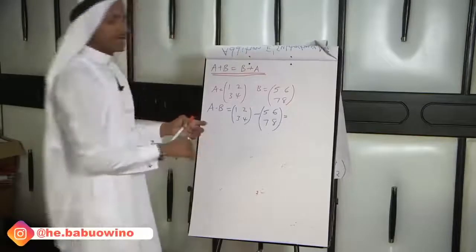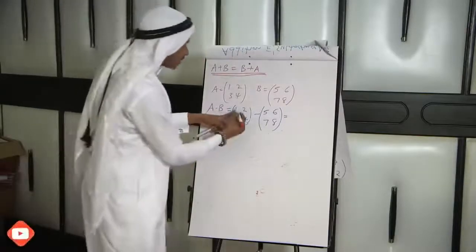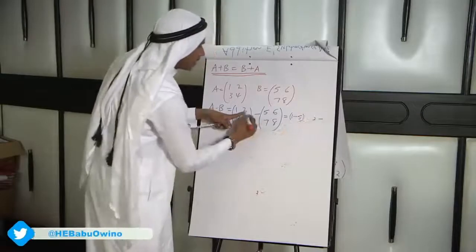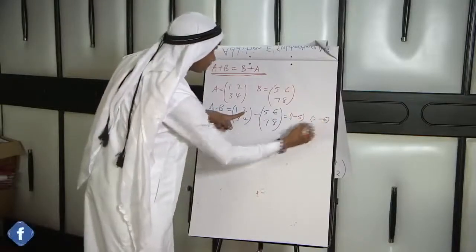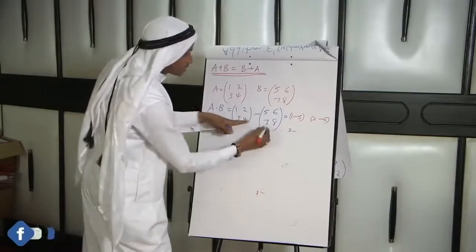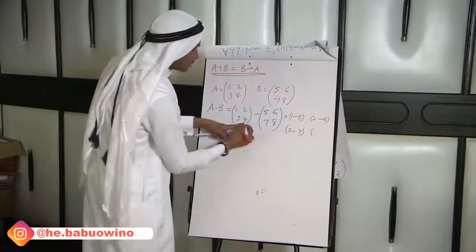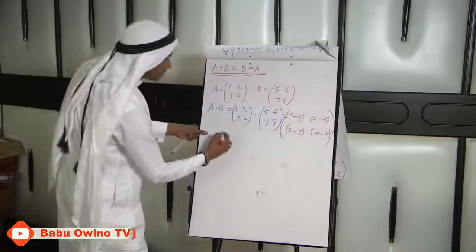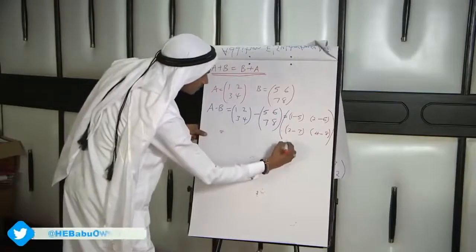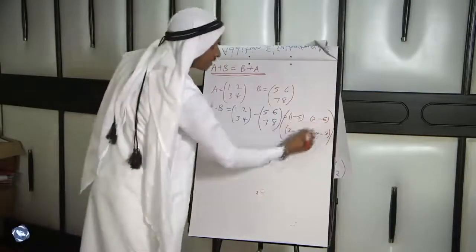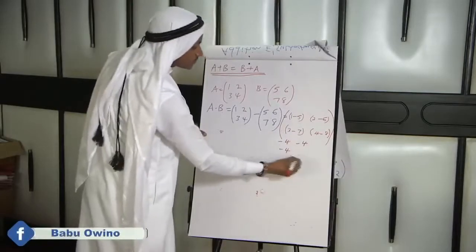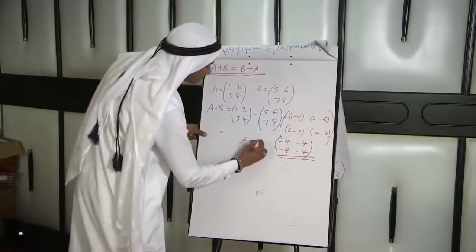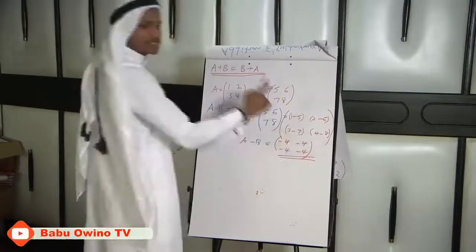So when you subtract them, again, the same rule applies. The first element, which is 1, minus 5. And again, you come here, 2 minus the other element on this side, which is 6. You come to 3 minus 7. And lastly, you come to 4 minus 8. So this gives us minus 4. 1 minus 5 is minus 4. 2 minus 6 is minus 4. 3 minus 7 is minus 4. And 4 minus 8 is minus 4. So A minus B is equal to minus 4, minus 4, minus 4, minus 4.